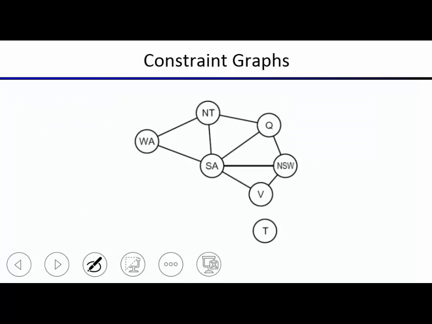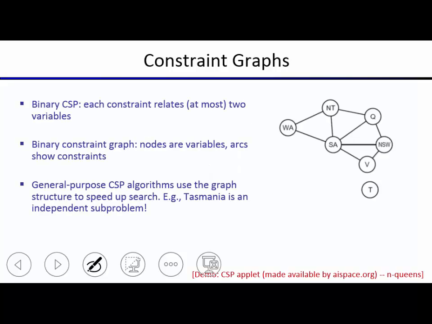It's a graph where every variable in your CSP is a node, and assuming in this case that there are only binary constraints, meaning the constraints only involve pairs of variables, you can draw your constraint graph by drawing an edge between each pair of variables for which there is a constraint. So that's what's shown here.